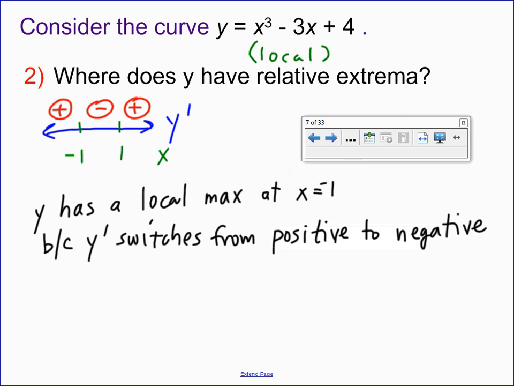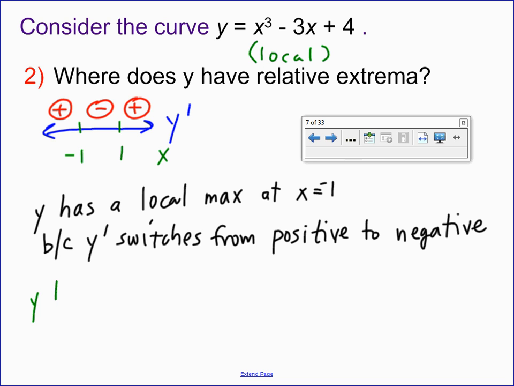This asks where they have local extrema, not what they are. So that's a very different question. Here we're just stating the x values where they occur, right? As opposed to what those values are. Local extrema are y values, right? All right, so what else can we say?